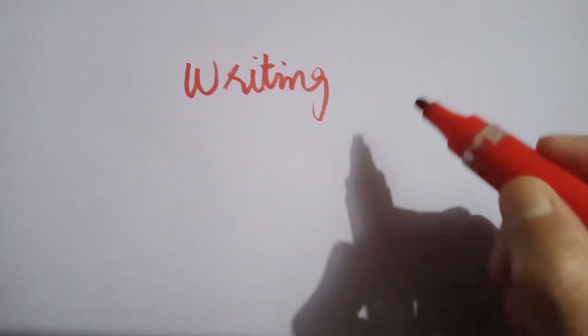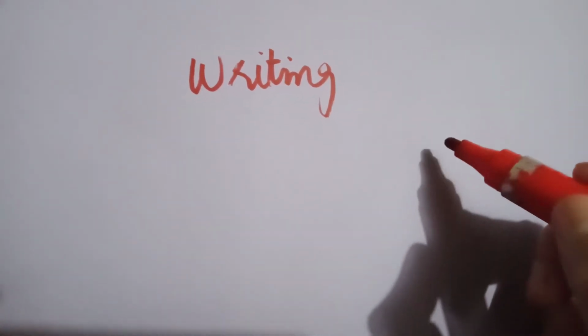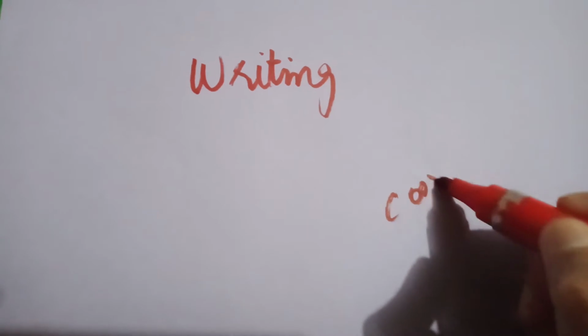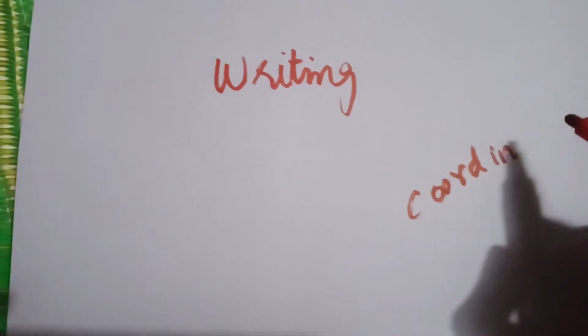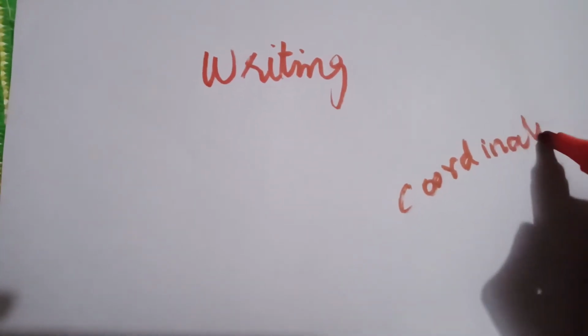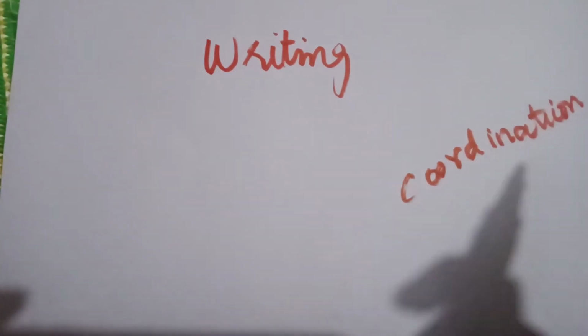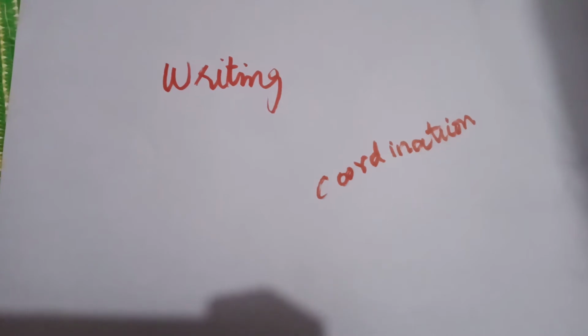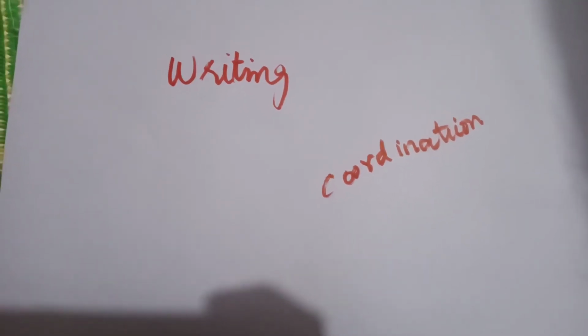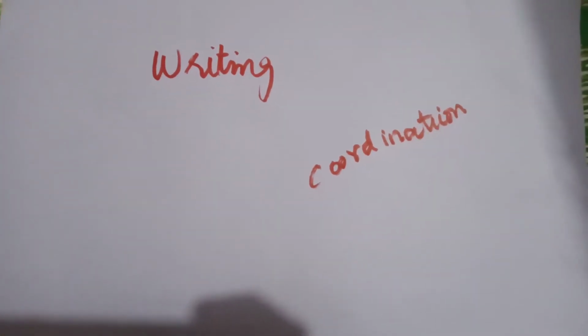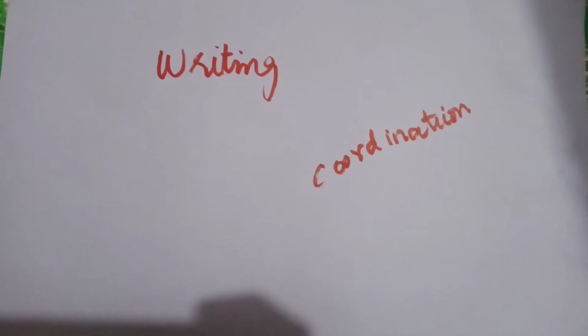When I am writing something on paper, my hands and fingers work in coordination with my muscles and eyes and thoughts. So there is a coordination between my muscles, my eyes, and my thoughts.